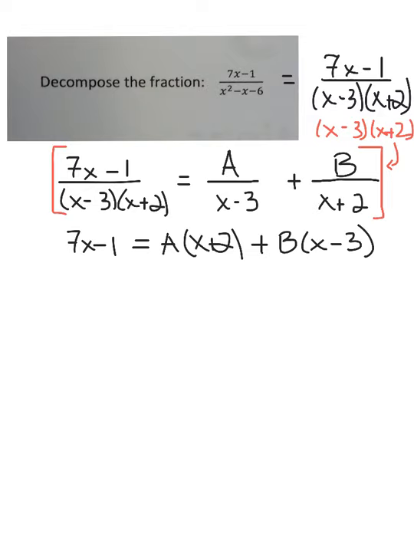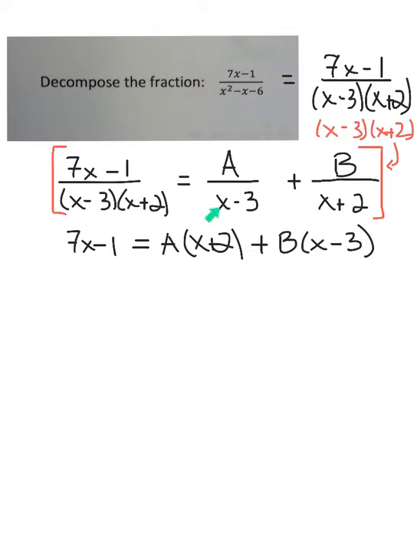Okay, now what we're trying to do is find out what a and b are. So the way we go about this is we're going to pick a number that we're going to substitute in for all of our x values. And the easiest way to do this is to pick a number that makes either this denominator or this denominator equal to 0. And maybe that doesn't make sense. Hold on a second, I'll explain.